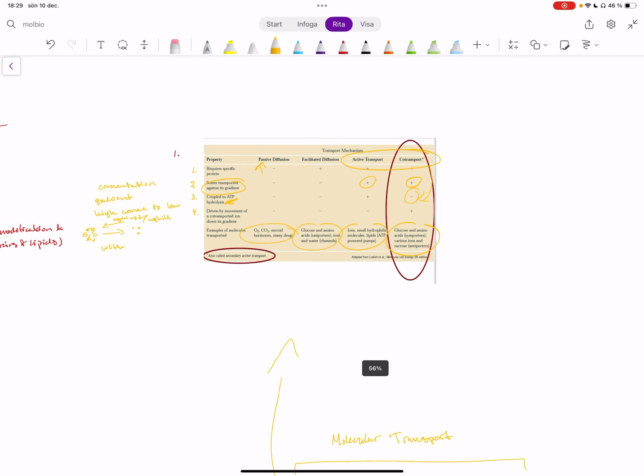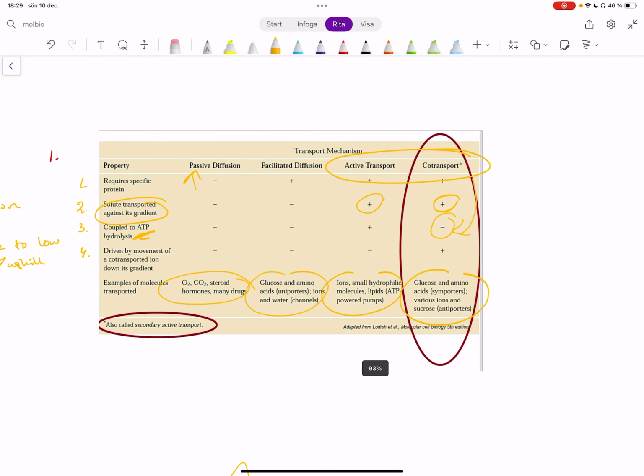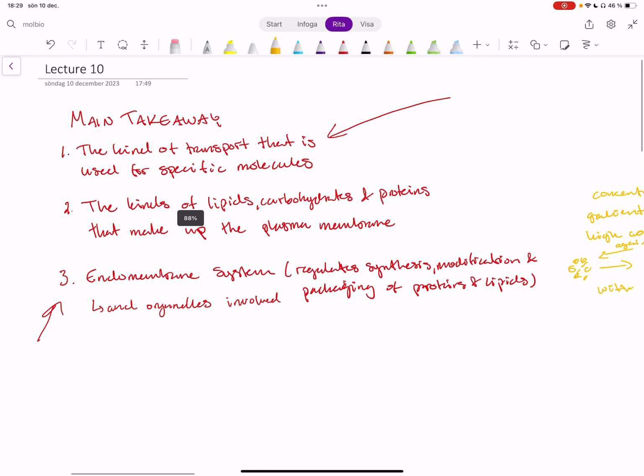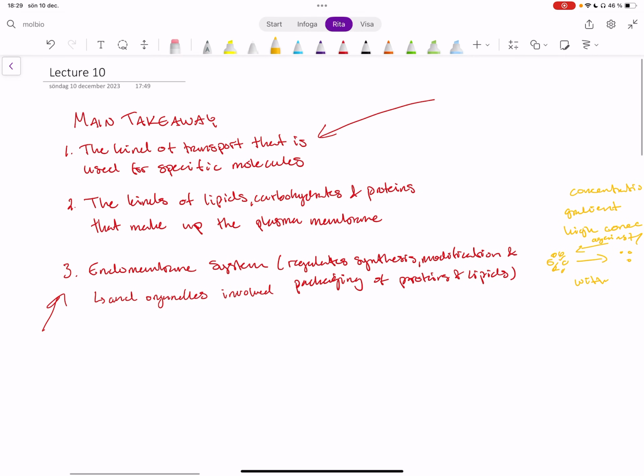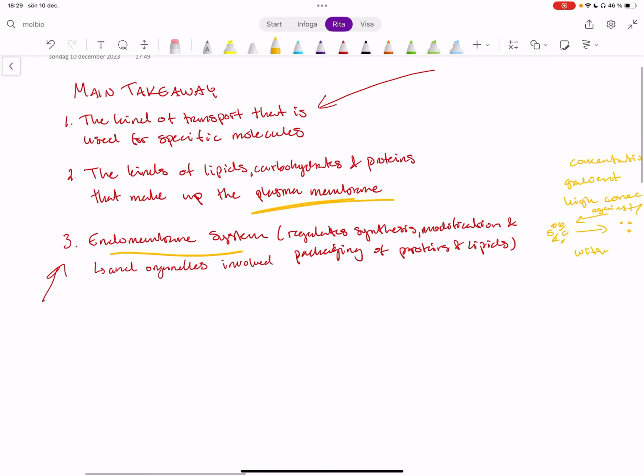That was it actually for lecture 10. The rest you just have to memorize. You just have to know what makes up the plasma membrane, and remember what the endomembrane system does and what organelles are involved, and that's really it.